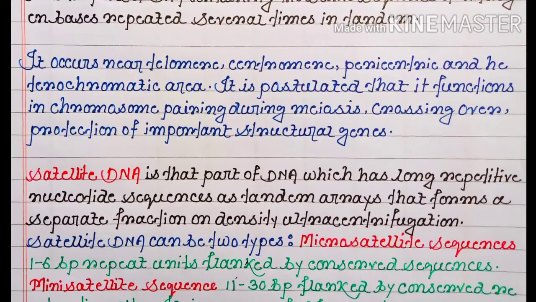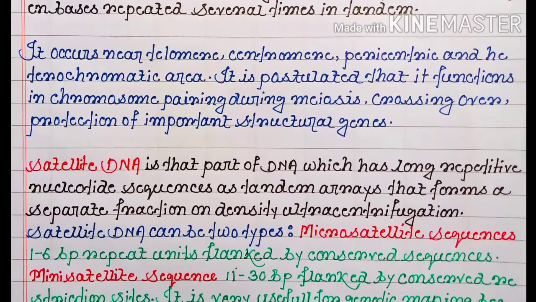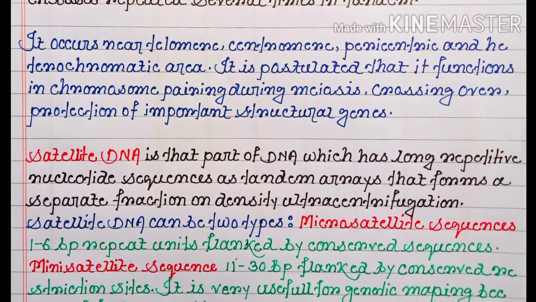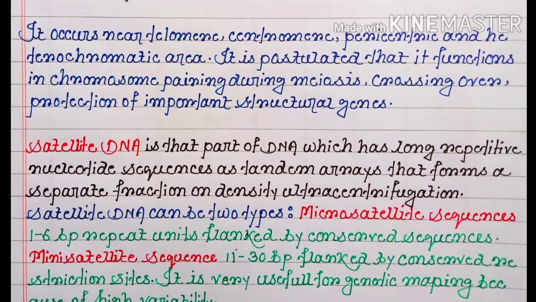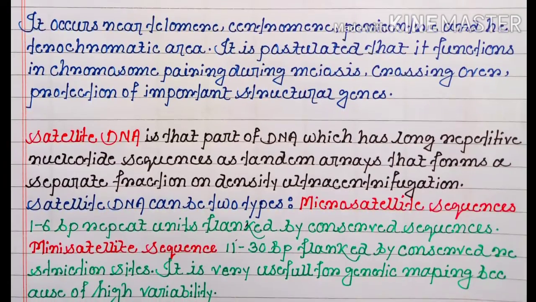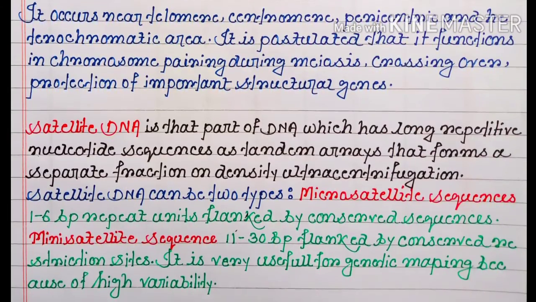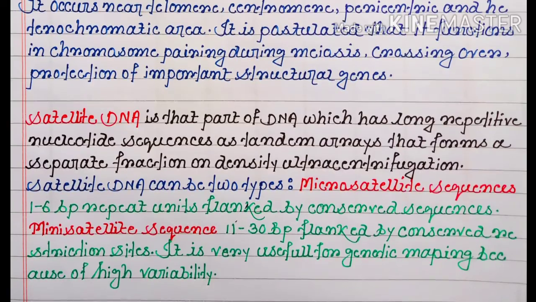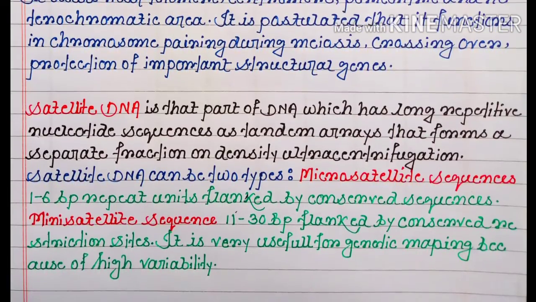Satellite DNA is the part of DNA which has long repetitive nucleotide sequences as tandem areas that form a separate fraction on density gradient ultracentrifugation. Satellite DNA can be of two types. The microsatellite sequences, that is 1 to 6 base pair repeat units flanked by conserved sequences, and the second type is minisatellite sequences, that is 11 to 30 base pair repeats flanked by conserved restriction sites. It is very useful for genetic mapping because of high variability.